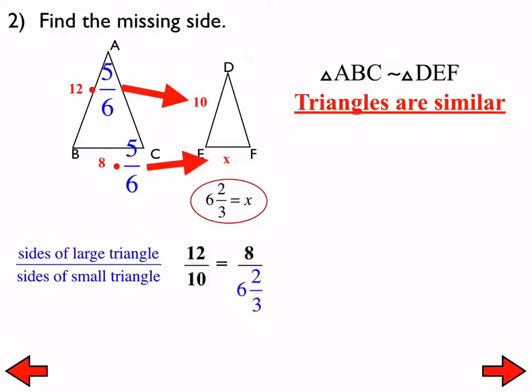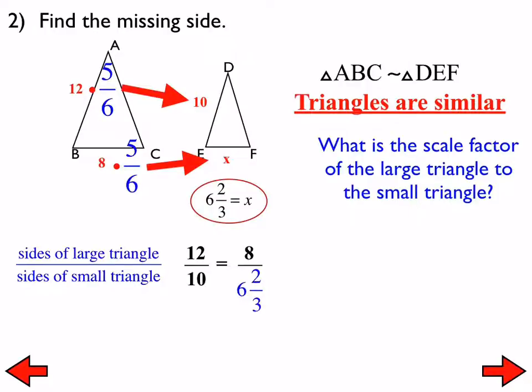And so if we compare our ratios now, we truly do have a proportional situation. 12 over 10 is equivalent to 8 over 6 2/3. Now, what is the scale factor of the large rectangle? So we're mapping the large rectangle to the small rectangle. 5 seconds with your shoulder partner. Go. Right. If we were going from the triangle on the right to the one on the left, it would be 6/5. But going from the large one, which is the triangle on the left, to the one on the right, 5/6 is our scale factor.